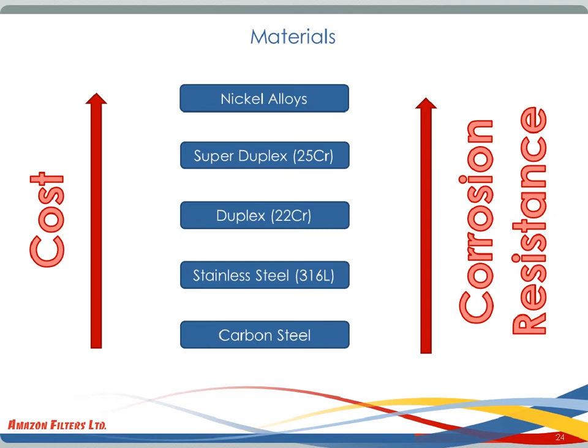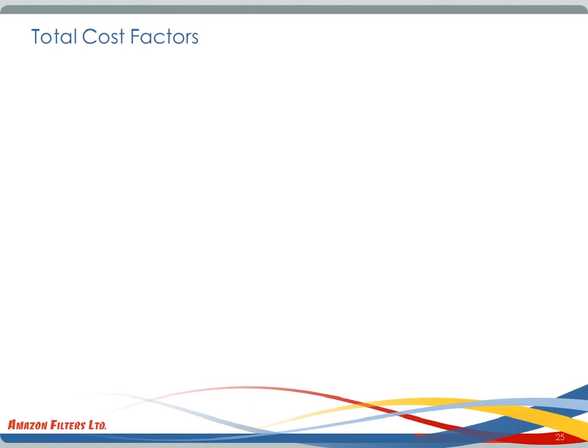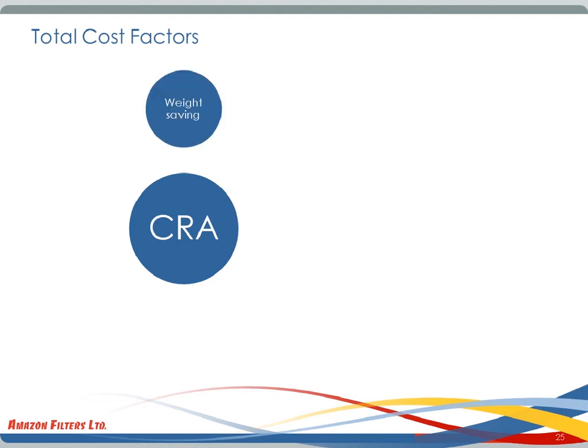However, these approaches also have their downsides, as linings can fail, and adding corrosion allowance adds weight. So we need to look at the total cost factors when we are specifying the materials for our process equipment. If we use CRA or corrosion resistant alloy, we offer a significant weight saving, not just in the equipment itself, but then in the weight and cost of the platform which must support it offshore.